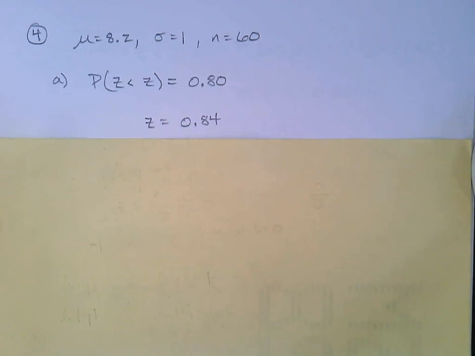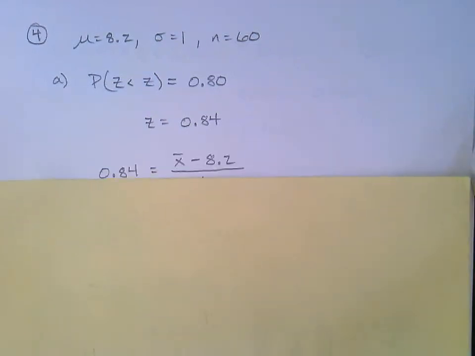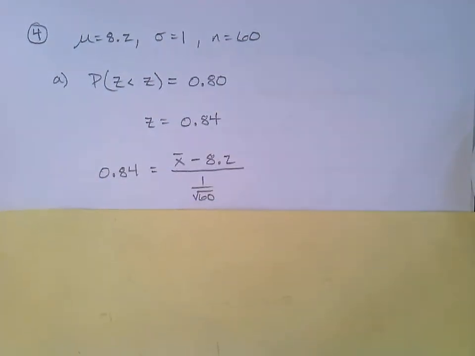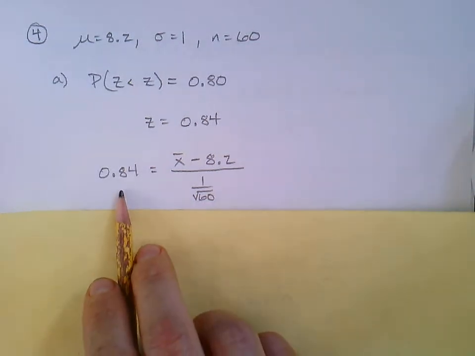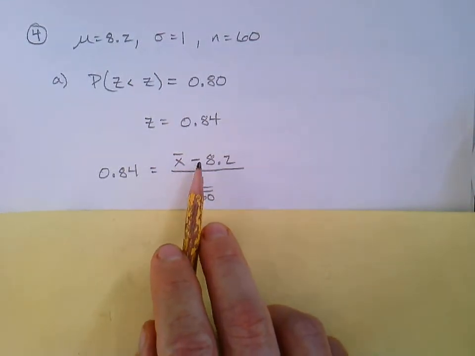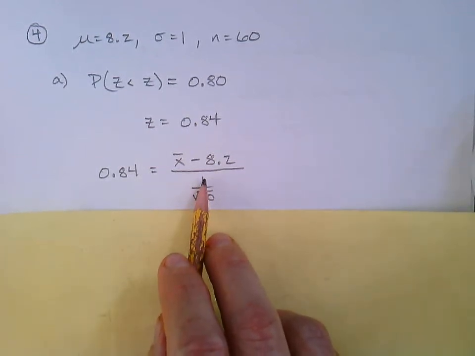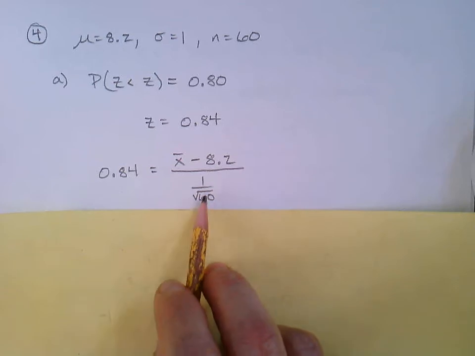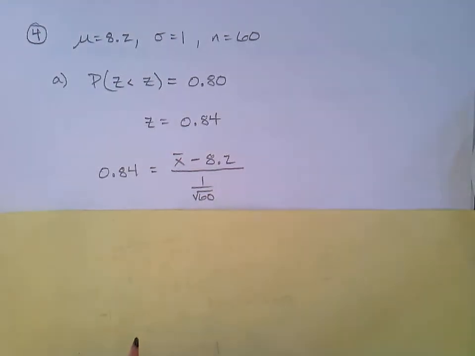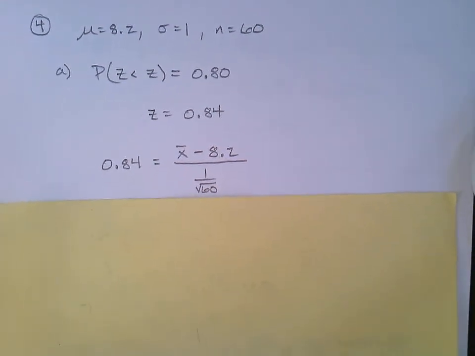The idea is we're trying to solve for x bar. So we're going to use our new formula for the z-score with the central limit theorem. We'll say, all right, so the z is 0.84. We're looking for x bar minus our mu 8.2 divided by sigma 1 divided by the square root of n, which is 60. And we're going to have to solve this equation for x bar.